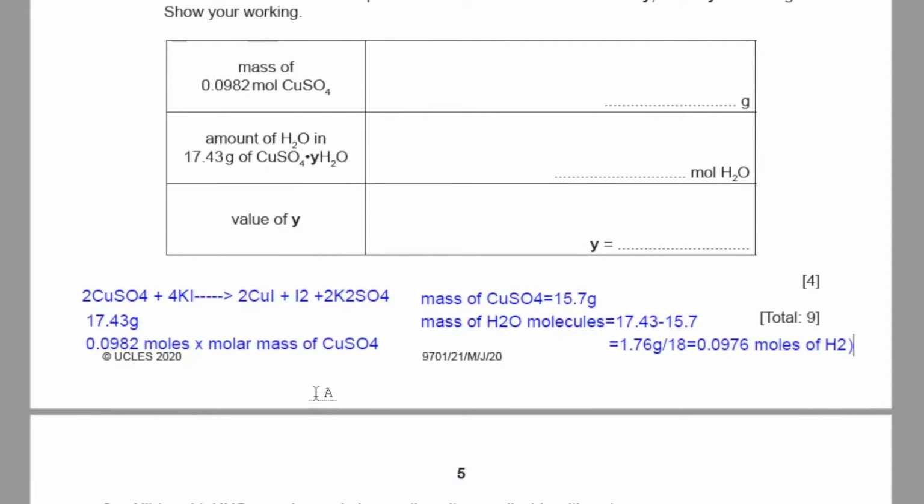Now that we have moles of CuSO4 and that of H2O, we can easily find out the value of y by taking the ratio of both numbers of moles. I'll write them over here. CuSO4 ratioed with H2O. CuSO4 had 0.0982 moles, while H2O had 0.0976 moles. When you divide them, you will get a ratio of 1:1, which means that y has a value of 1. There was only 1 mole of CuSO4 and 1 mole of H2O in the sample, so y has a value of 1.